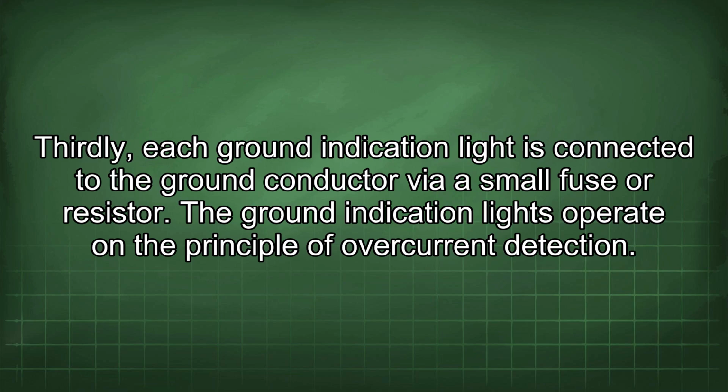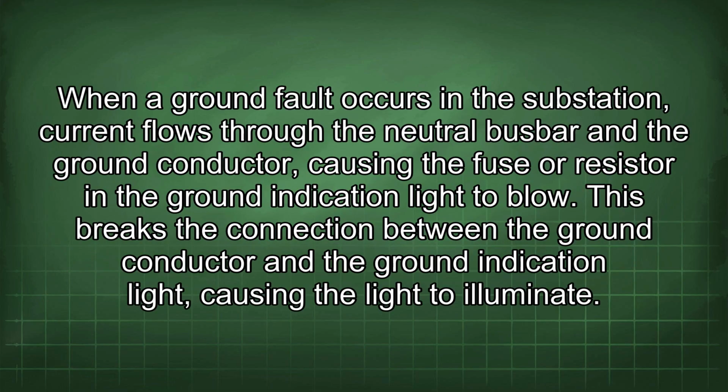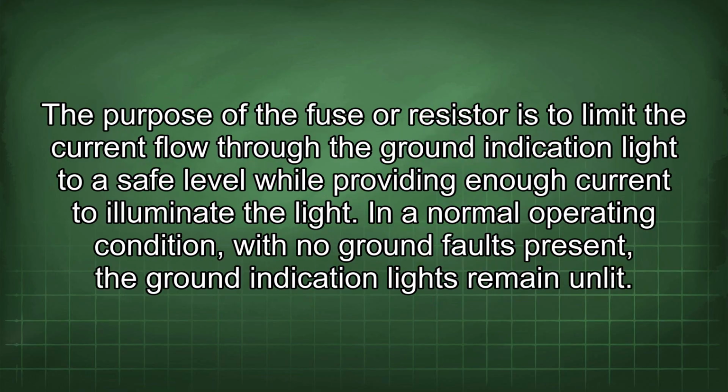The ground indication lights operate on the principle of overcurrent detection. When a ground fault occurs in the substation, current flows through the neutral busbar and the ground conductor, causing the fuse or resistor in the ground indication light to blow. This breaks the connection between the ground conductor and the ground indication light, causing the light to illuminate. The purpose of the fuse or resistor is to limit the current flow through the ground indication light to a safe level while providing enough current to illuminate the light.